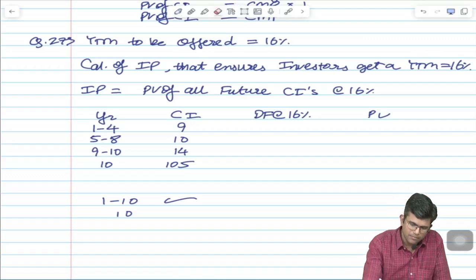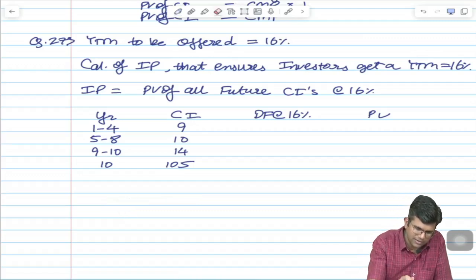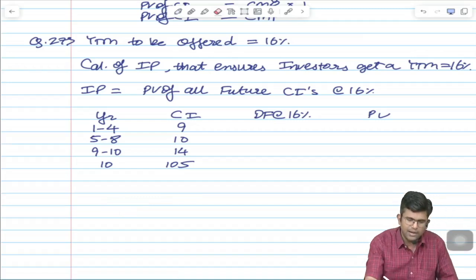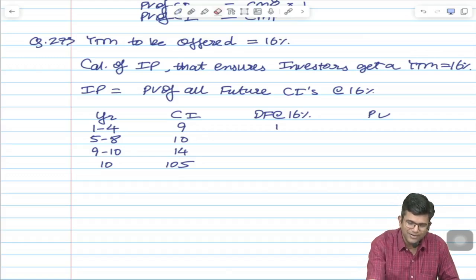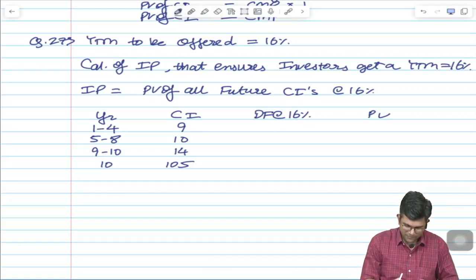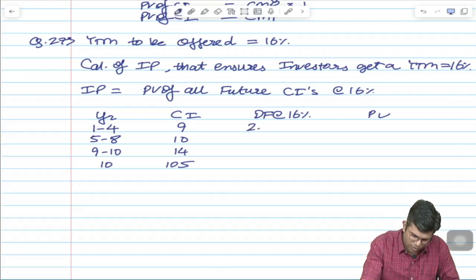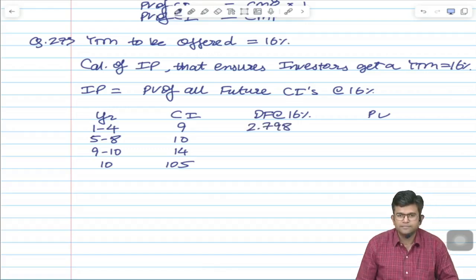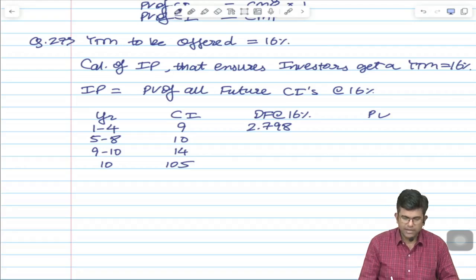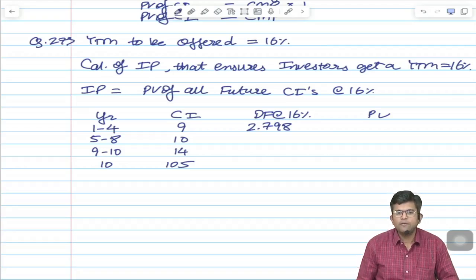Everyone clear? Okay, so now I'll first of all take the discounting factors. And students, don't write 1 year. Be careful, this is not year 0. So I'll type 1 divided by 1.16, 1, 2, 3, 4. This comes to 2.798. Correct?